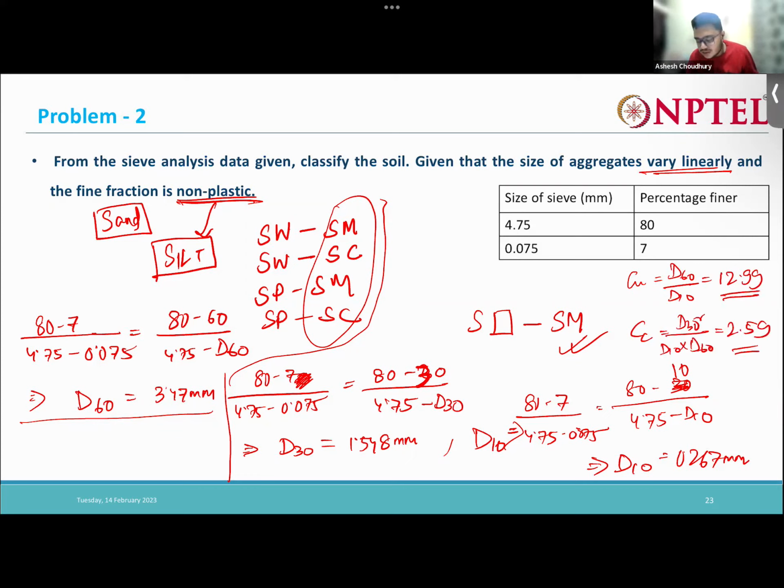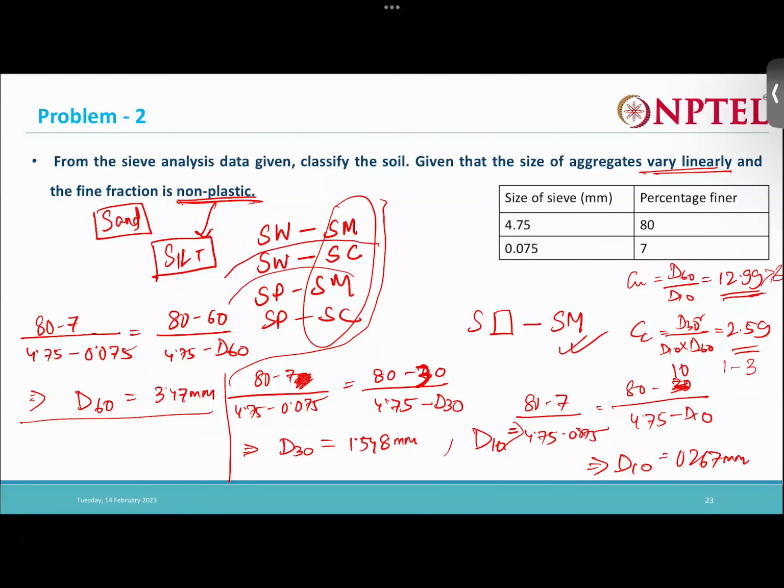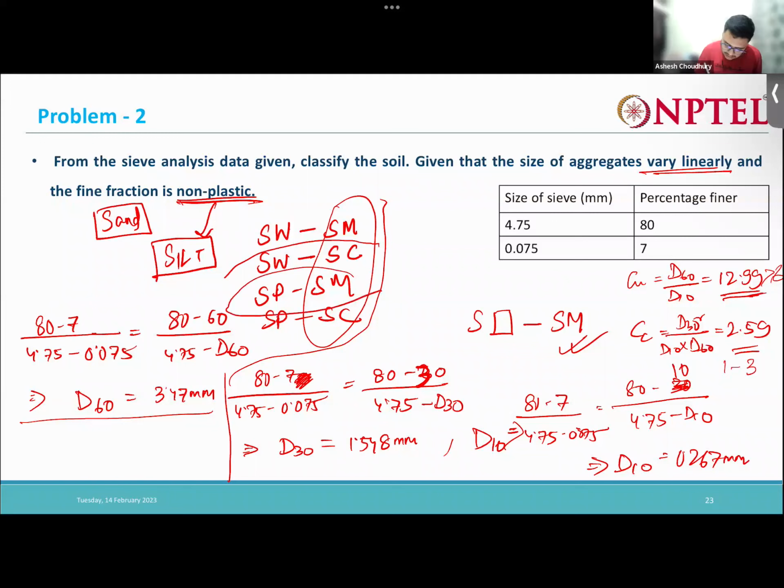Now please tell me whether it's poorly graded or well graded. Well graded, sir, because CU is greater than 6 and CC is between 1 and 3. Yes, CC is between 1 and 3 and CU is greater than 6. So it is well graded. It will be well graded sand and silty sand both. So this is the final answer, SW-SM. I hope this is clear.